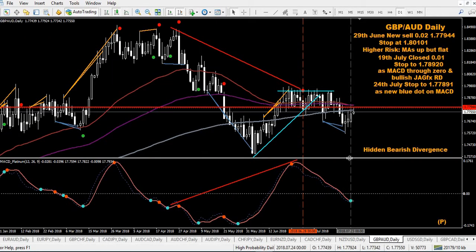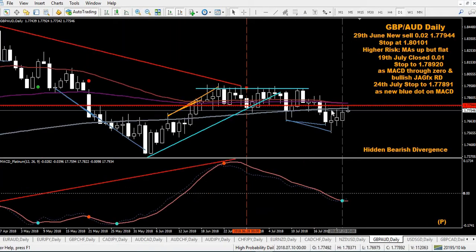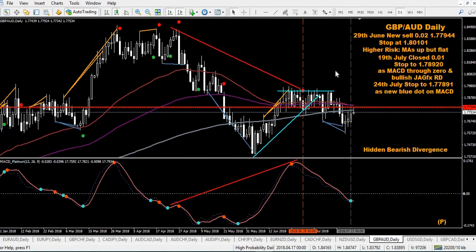Pound Aussie, took a sell back here, closed half back on the 19th. And today I think I would have been stopped out just by looking at that, because this morning I moved my stop down just below the point of entry based on the new MACD platinum blue dot. Looking at that price spike up, I'm thinking I've been stopped out on my remaining sells, so that would have been a small overall profit on that trade. I'll check that later, and that'll be in the updates tomorrow.